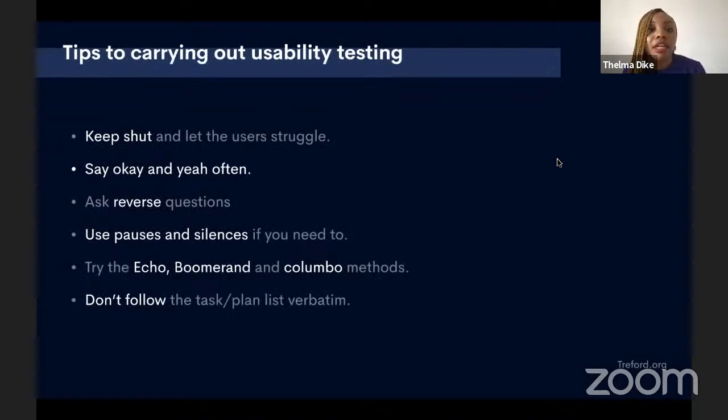Next is tips to carrying out usability tests. Keep it short and let users struggle. This is easy and difficult because sometimes when you see people trying out things, you're like, the button is just there. How to navigate to the next place is just there. But as designers, we have to always understand that, whenever you see users struggle, that's a flaw in your design. That's a flaw on your own part. So it's something to take note of.